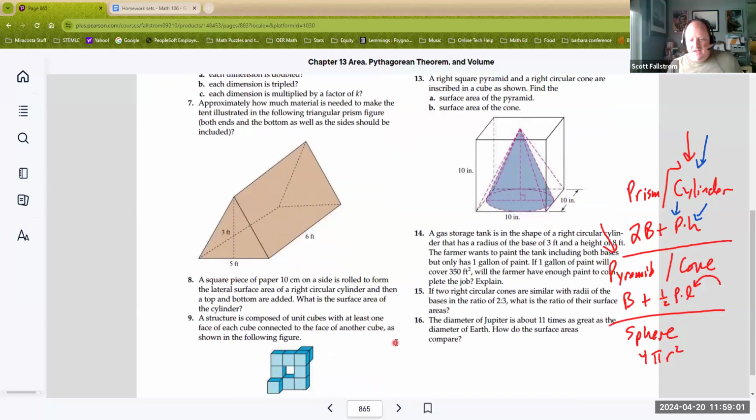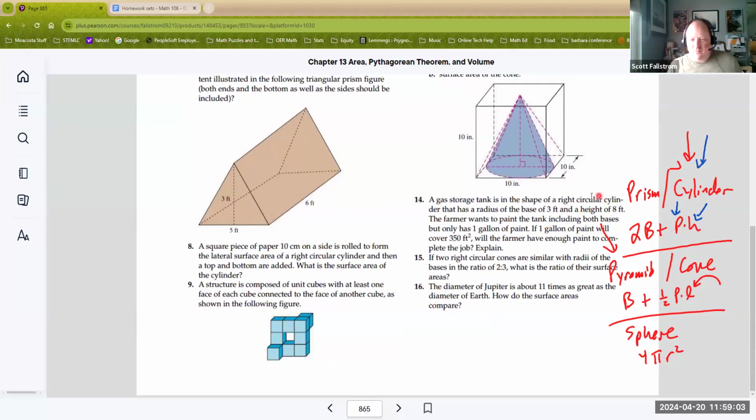Okay. And 14, a gas storage tank in the shape of a right circular cylinder has a radius of this and a height of this. A farmer wants to paint the tank and only has 1 gallon of paint. The gallon of paint will cover 350 square feet. Does he have enough paint?